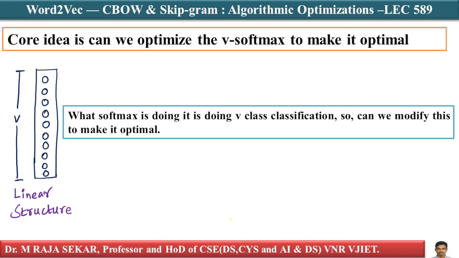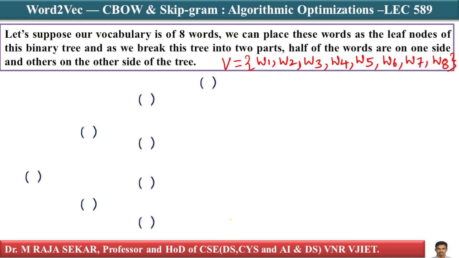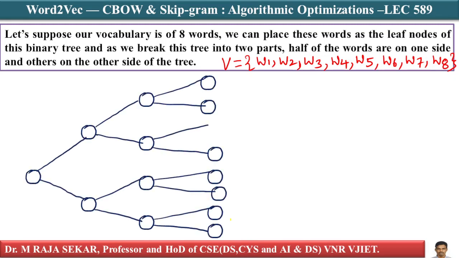Let's assume my vocabulary is with 8 words. What are those 8 words? V equals W1, W2, and so on, W8. I place each of my words as a leaf node of this tree. I am constructing a tree. Let me say this is a binary tree. This is like a sleeping tree, isn't it? It is just like a sleeping tree. Here W1, W2, W3, W4, and so on up to W8 are representing leaf nodes. That's important here, isn't it?